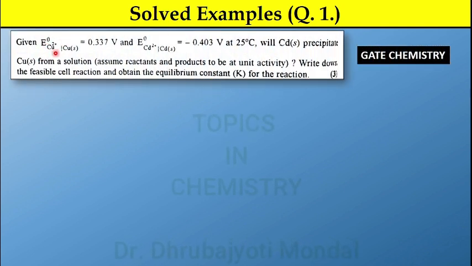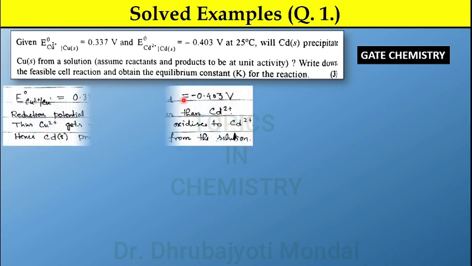Given E0 copper 2 plus copper is equal to 0.337 volt and E0 cadmium 2 plus cadmium is equal to minus 0.403 volt at 25 degrees Celsius. Will cadmium precipitate copper from a solution? Write down the feasible cell reaction and obtain the equilibrium constant K for that reaction. Assume reactants and products to be at unit conductivity.